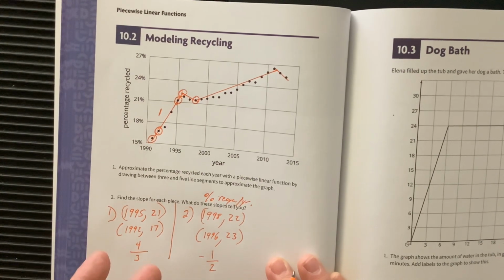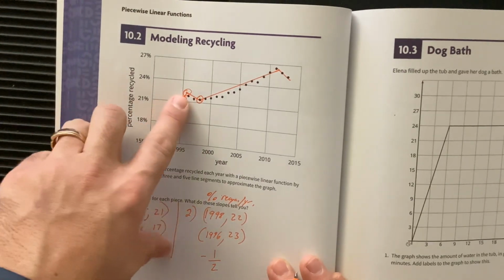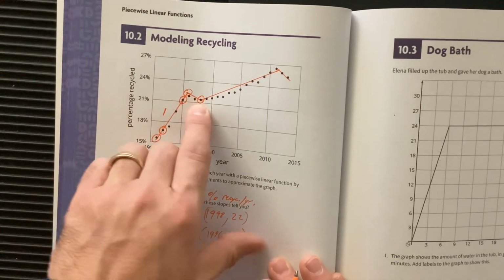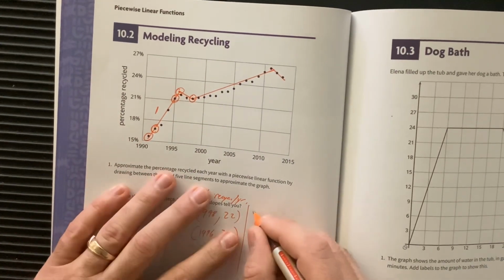The line goes down, right? So now it's going down 0.5% per year. People were recycling a little less. Then it goes back up here.